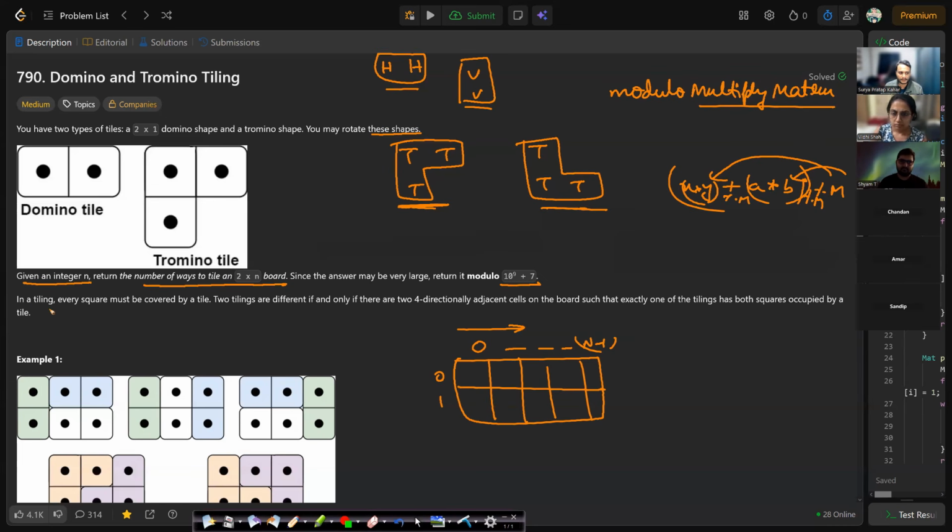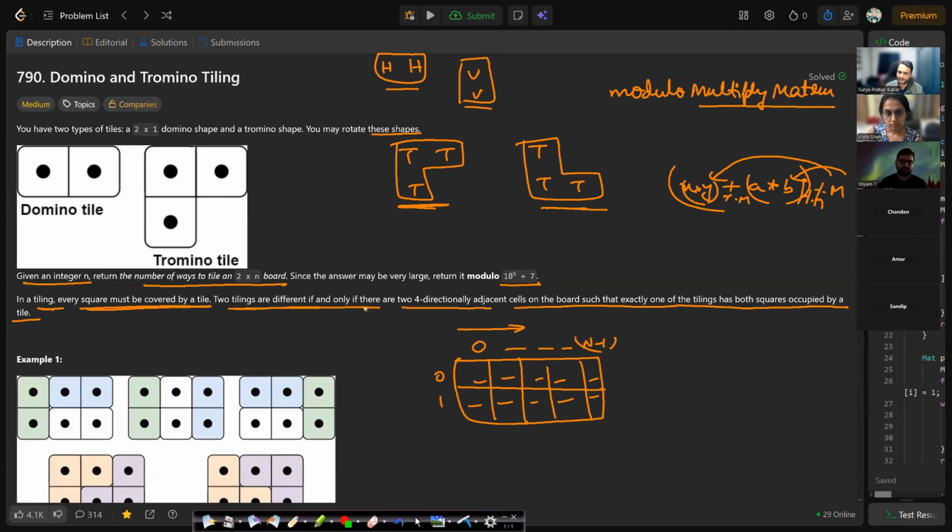Okay. In a tiling, every square must be covered by a tile. Two tilings are different if and only if there are two 4 directionally adjacent cells on the board such that exactly one of the tilings has both the squares occupied by a tile. I hope it is clear, right? In a tiling, every square must be covered by a tile. So if you say that my tiling is done, then there should be no space left. Everything must be consumed. All the cells must have been covered. You cannot have even a single cell void space.